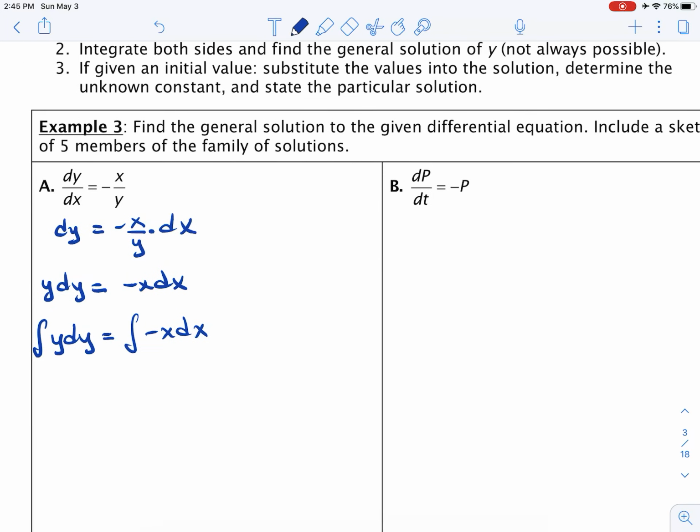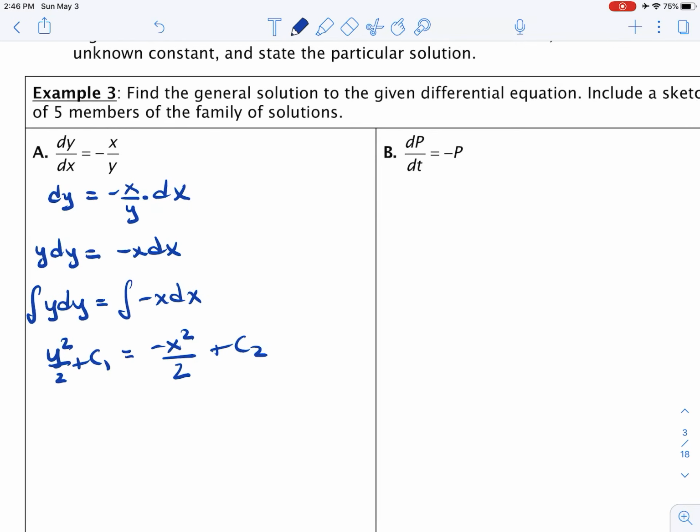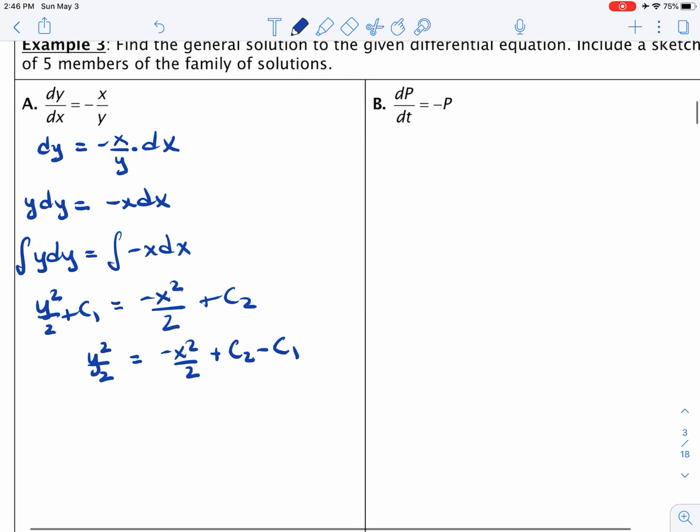In integrating, I get y squared over 2 plus c1 equal to negative x squared over 2 plus c2. And then if I'm going to solve for y, I'm going to move the c1 over to the other side. Since both c1 and c2 are arbitrary constants, if I take c2 minus c1, I'm going to get a new arbitrary constant, and we're really just looking at a family of functions. So I'm actually going to call this a c star.